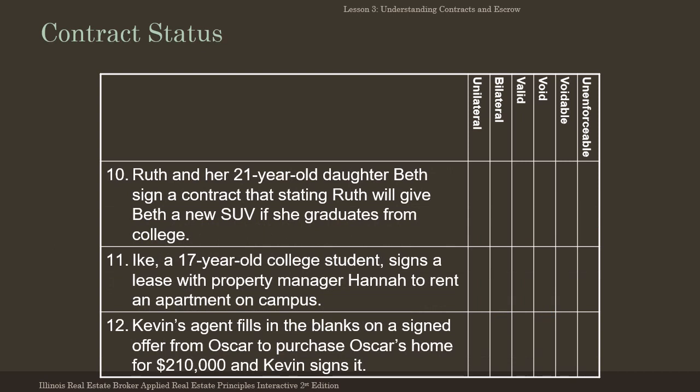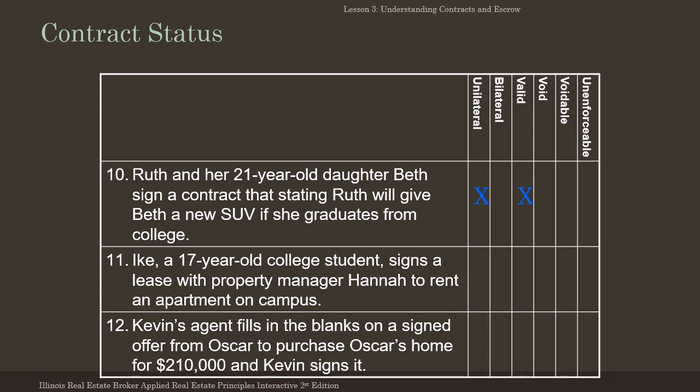Ruth and her 21-year-old daughter, Beth, sign a contract stating Ruth will give Beth a new SUV if she graduates from college. Okay, that's a nice deal. Unilateral, only grandma, is it grandma? No, her daughter, mom, only mom is making the promise, and it would probably be a valid contract. So if Beth gets good grades or whatever they were talking about, and mom doesn't get her a new car, then the daughter can go and sue mom for breach of contract.